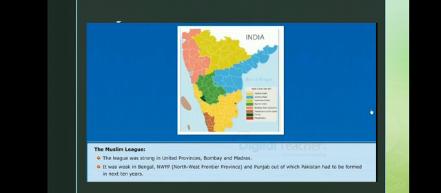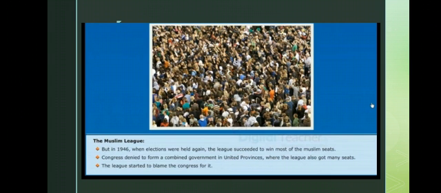The Muslim League was strong in the united provinces, such as Madras and Bombay. However, it was quite weak in the three provinces of Bengal, the Northwest Frontier, and Punjab, from which Pakistan was to be formed in the next 10 years. But in 1946, when elections were held again, the League succeeded in winning most of the Muslim seats. Congress refused to form a combined government in the United Provinces, where the League also got many seats. The League started to blame the Congress for not supporting the formation of a government.